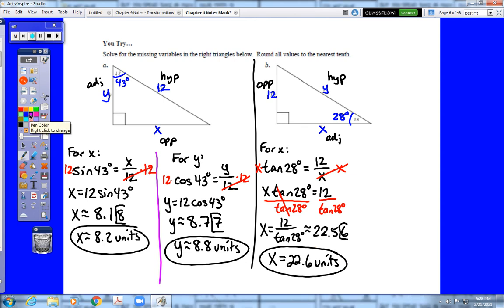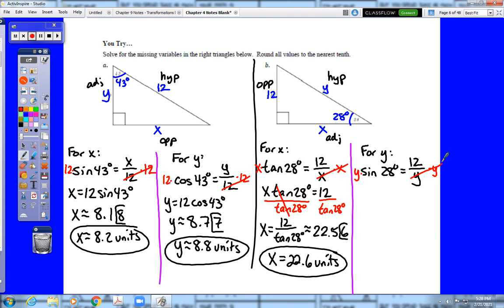Then for y, separate out our workspace here. For y, we need to relate opposite to hypotenuse, which would be sine. So we'd say the sine of 28 degrees equals 12 over y. Otherwise, the work would basically be the same. The y is on the bottom of the fraction, so we do need to clear the fraction by multiplying each side by y, which would give us y times the sine of 28 degrees equals 12. And then we would divide each side by the sine of 28 degrees.